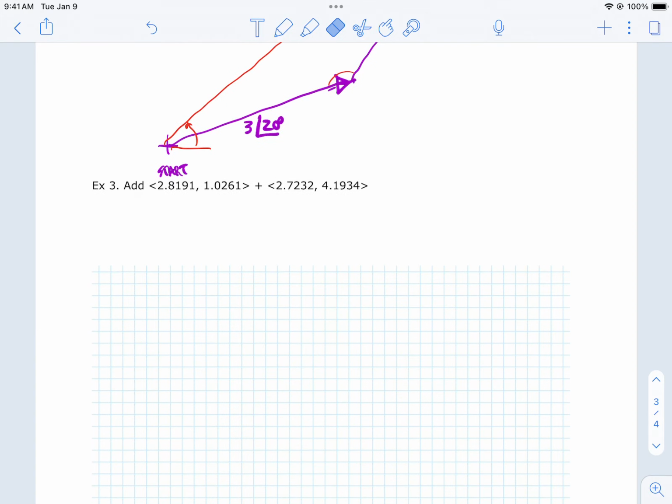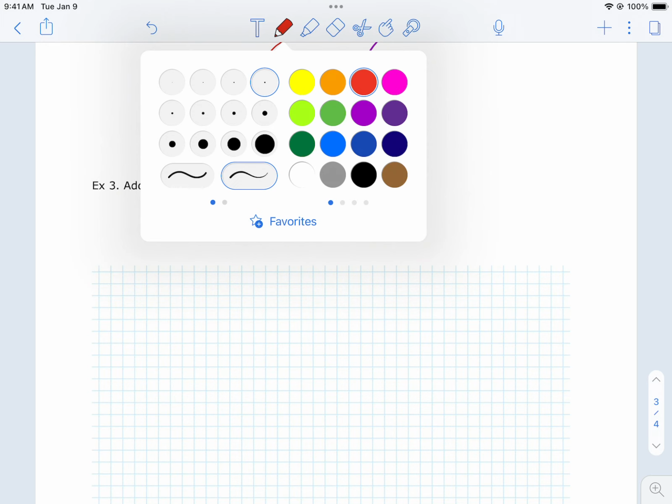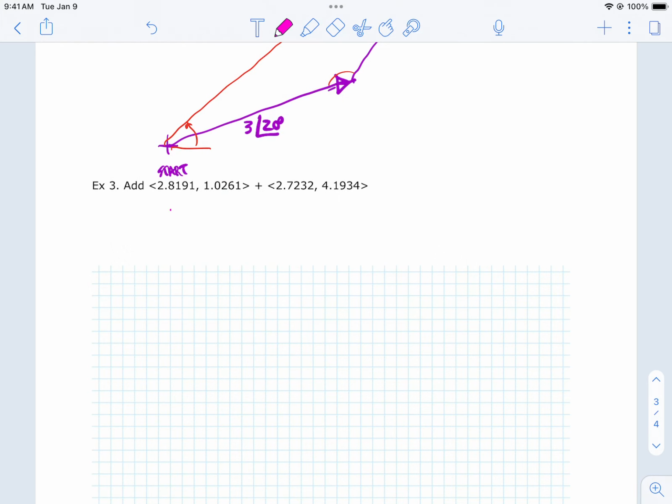Example 3. Here's 2 vectors. You might recognize these are not polar form anymore. What are these? These are rectangular form, which means that's an x-coordinate, v sub x. That's a y-coordinate, v sub y. But you're going to start the same, and you're going to kind of do the same thing.